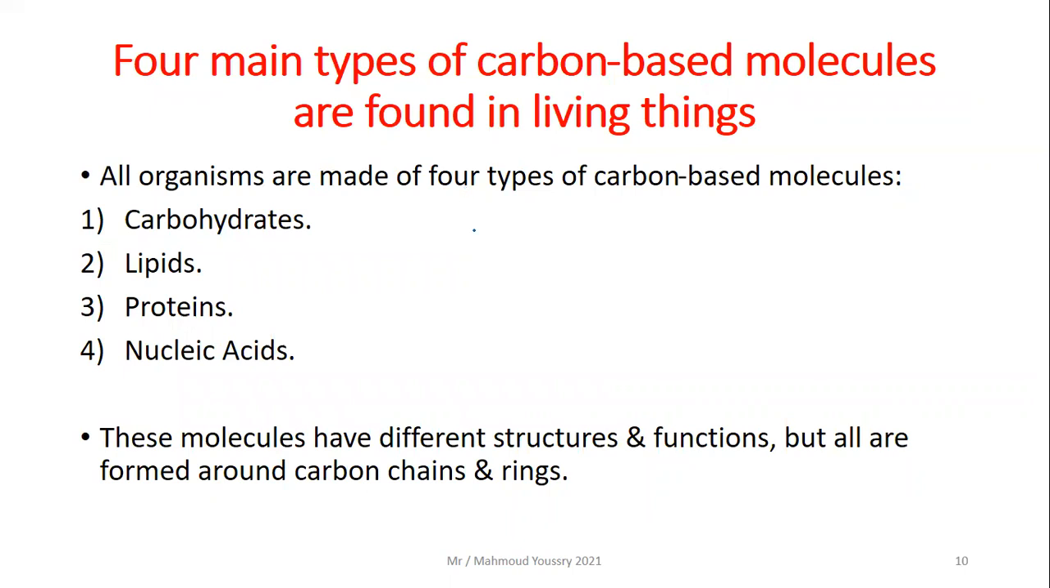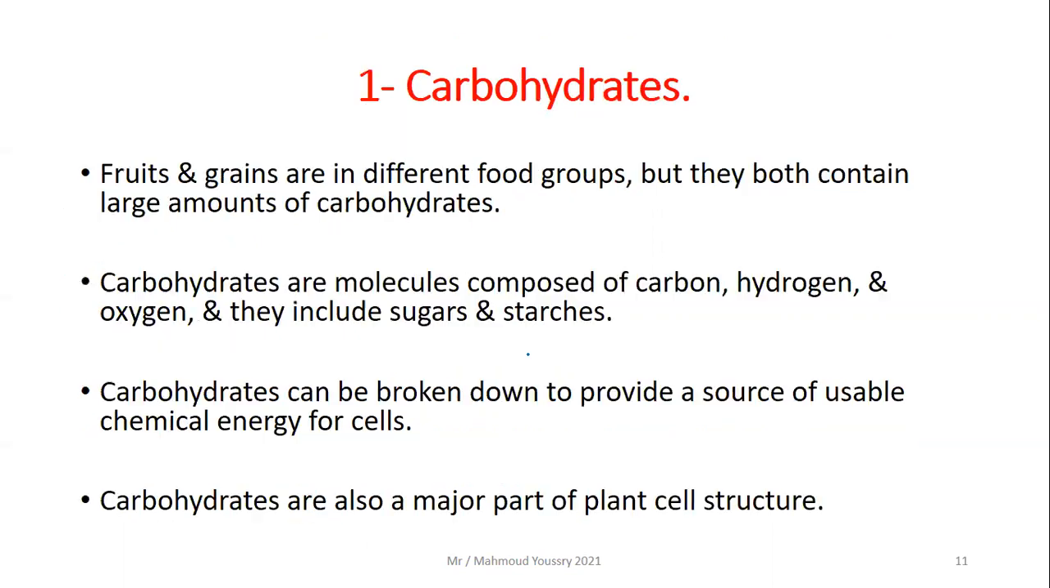All organisms are made of 4 types of carbon-based molecules. This is very important. These 4 carbon-based molecules are carbohydrates, lipids, proteins, and nucleic acids. These molecules have different structures and functions, but all are formed around carbon chains and rings, as we already agreed. So first, let's talk about carbohydrates. This is the first carbon-based molecule found in organisms.